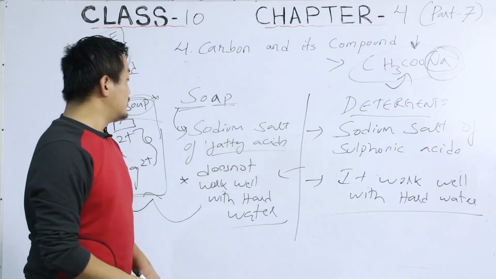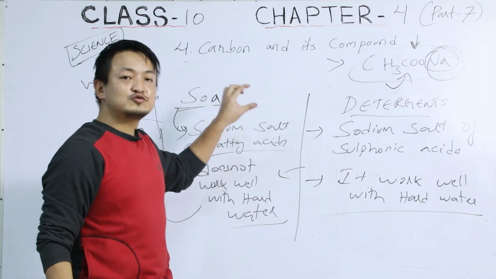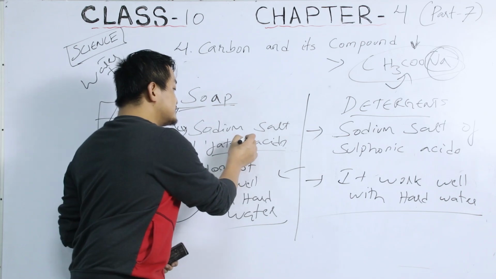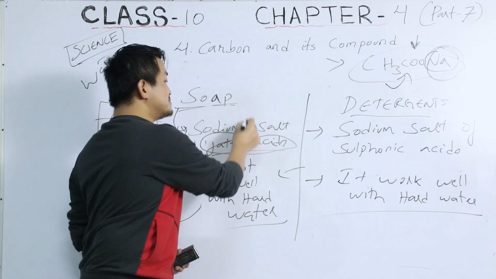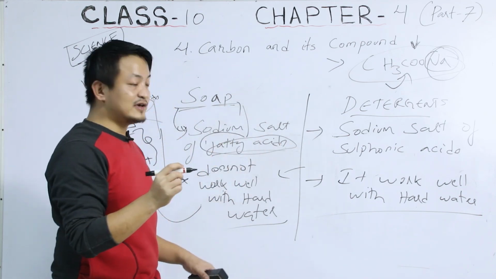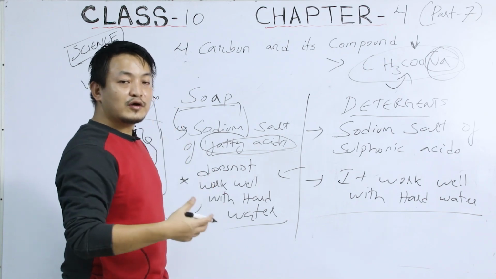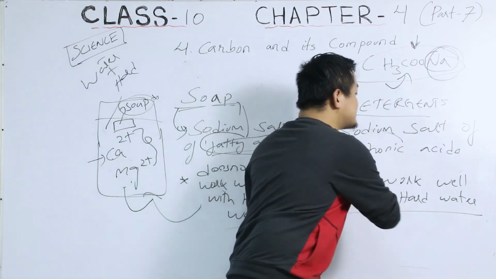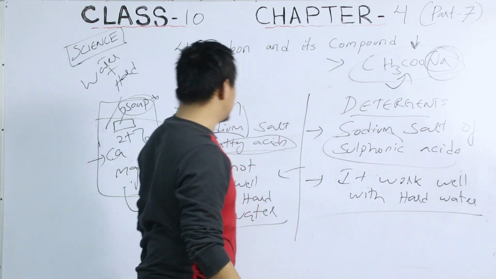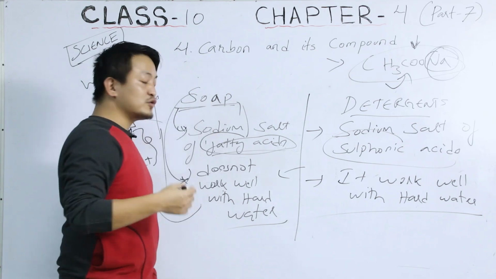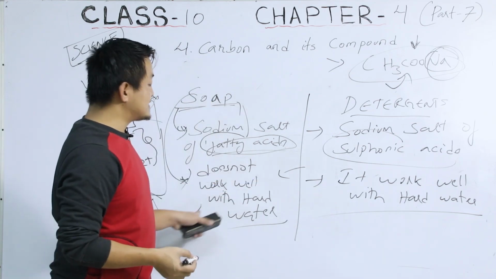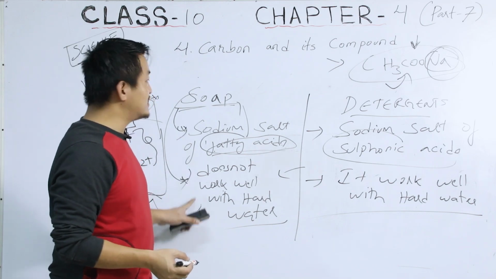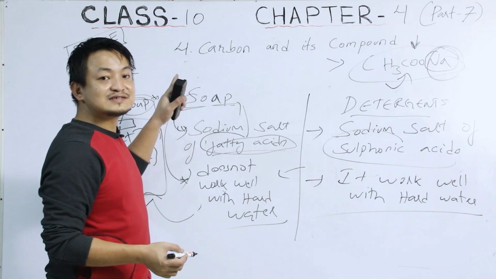Clear? Now, these are the basic two points of difference between soap and detergent. Just keep in mind that soap is made up of fatty acids: oil, vegetable oil, pork fats. Detergent is made from sulfonic acid, SO3, clear? And the second point: detergent works well with hard water, soap does not work well with hard water. Clear? Now, why does it not work well with hard water, and how does this soap work inside the water?